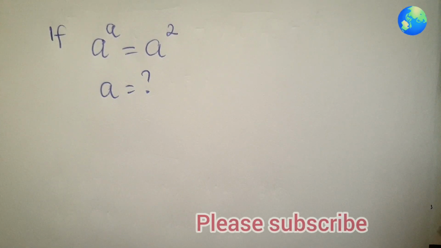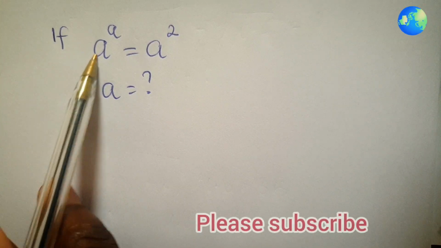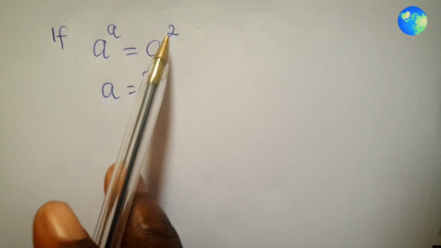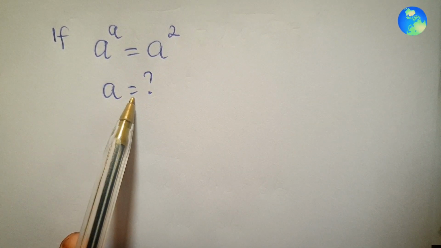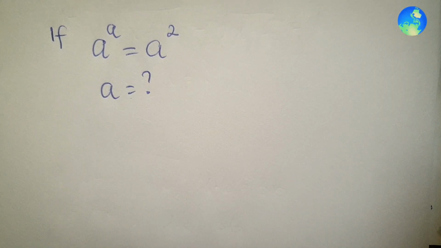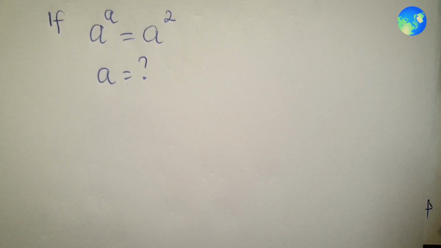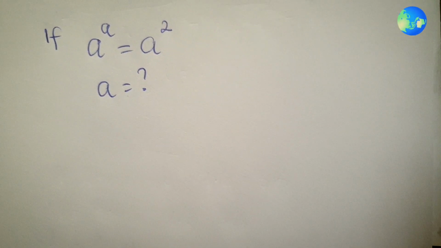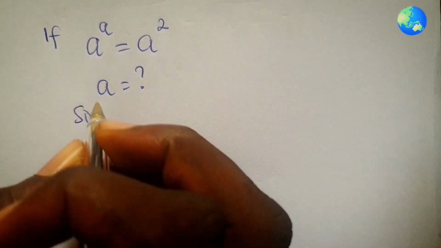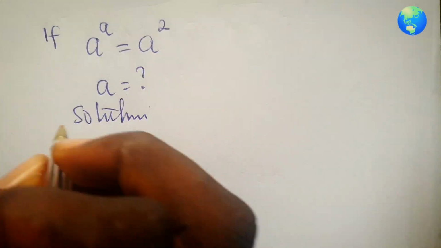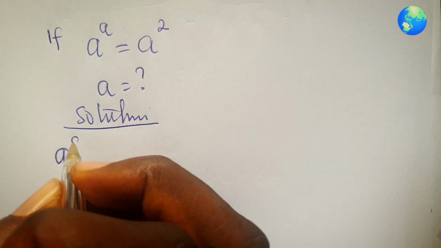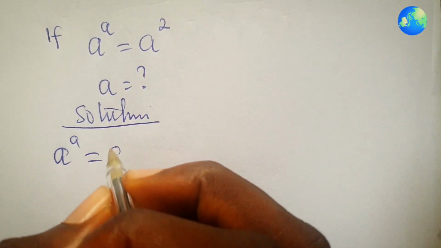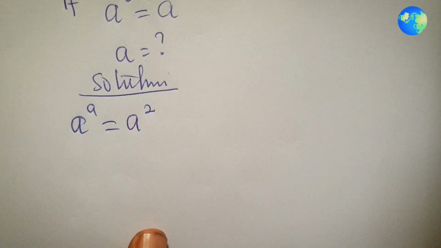In our question today, we are given that if a to the power a is equal to a squared, what is a? That's the question, right? So let's find all the possible solutions of a that satisfy this particular equation. Now, the first thing to do, let's write, we have a power a to be equal to a squared, right?